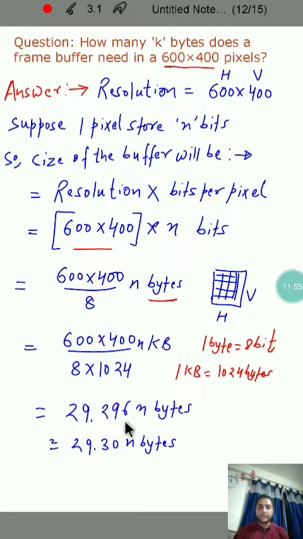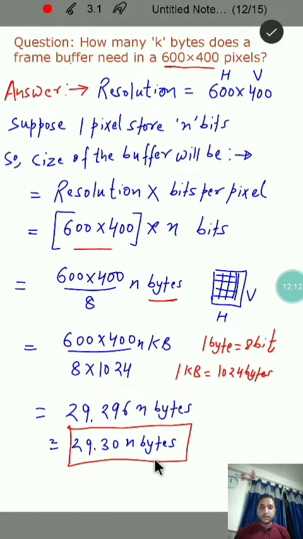It will be 600 into 400 divided by 8 into 1024 kilobytes. And when you solve this, it will be 29.296 n bytes, or you can say 29.30 n bytes. So in order to store this resolution, our frame buffer needs 29.30 n bytes, where n is the number of bits one pixel is storing. So if the question says that one pixel is storing 6 bits, 5 bits, or 4 bits, then you multiply by that particular value and you will get your answer. So this is how this question will be solved.